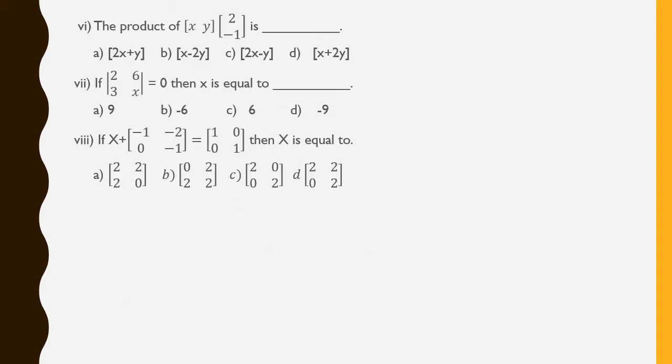Part 6. The product of [x, y] and [2, minus 1] is dash. Multiply 2 with x, 2x, y with minus 1, minus y. So the correct answer will be 2x minus y. Now part 7, if 2, 6, 3, x is equals to 0, then x equals to, cross multiply: 2 into x, 6 into 3, 2x is equal to, x is equals to 9. So the correct option is A.